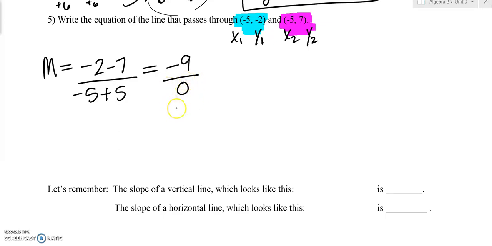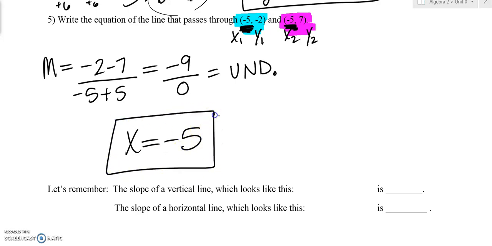If you remember, if you ever have 0 in the denominator, this is no good. If you type it in your calculator, you're going to get an error. This is undefined. Okay, so at this point, maybe you notice right from the beginning that both of my x values were the same. They were both equal to -5. And this is kind of telling us something, so that my final answer is x equals -5. Okay, and also another factor that's telling us this is because the slope is undefined.